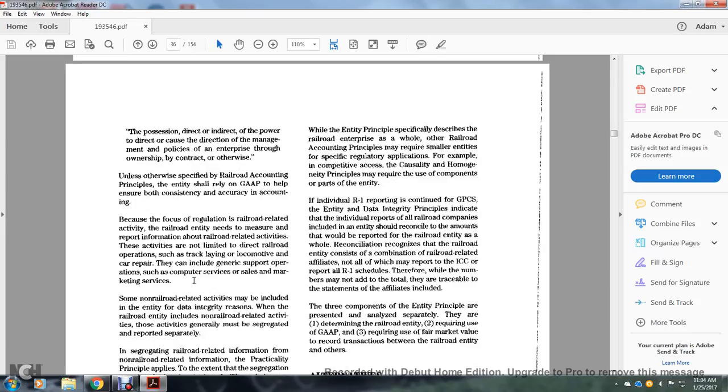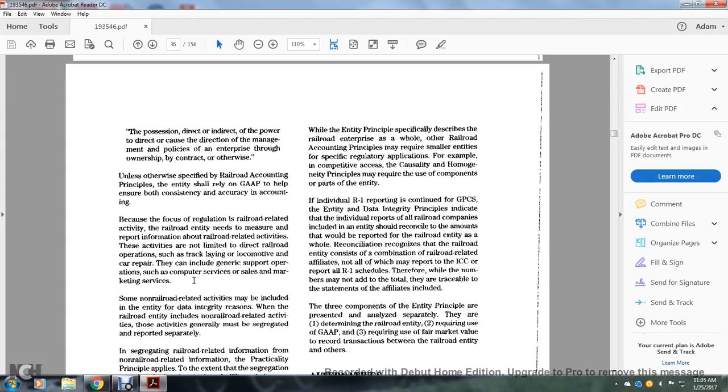While the entity principle specifically describes the railroad enterprise as a whole, other railroad accounting principles may require smaller entities with specific regulatory application. For example, the competitive access or cost homogeneity principle may require the use of components or parts of the entity. The individual R1 reporting continues, as do the costing systems and any of the data integrity parts indicated with the individual reports of the railroad companies included.